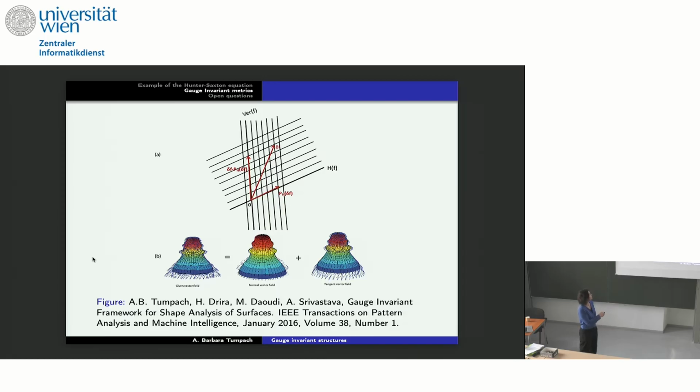So if you start with any Riemannian metric on shapes, you can decompose the tangent space like this and kill the vertical direction here and just restrict the metric to the normal vector field. And this will give you a gauge invariant metric, which will not see the different parametrization.